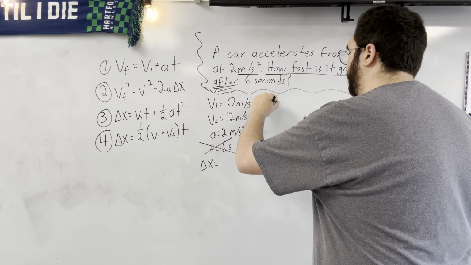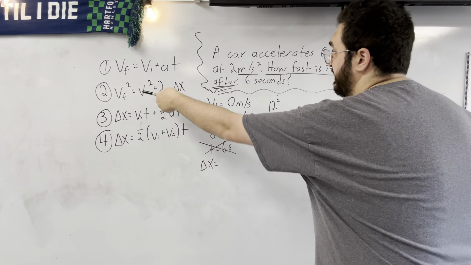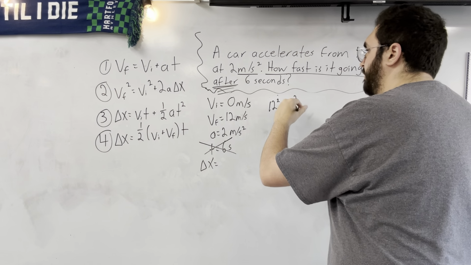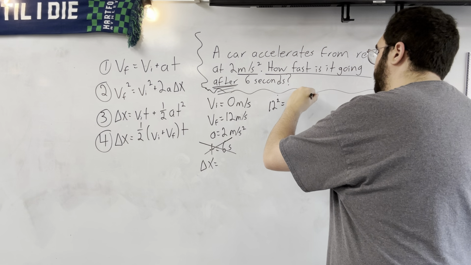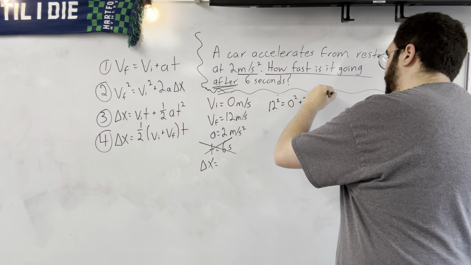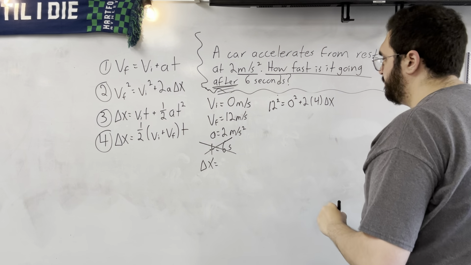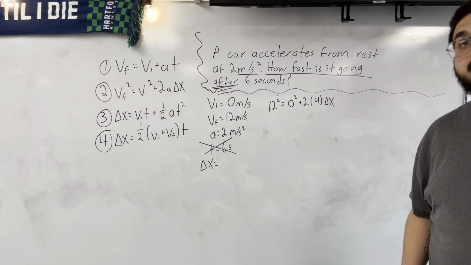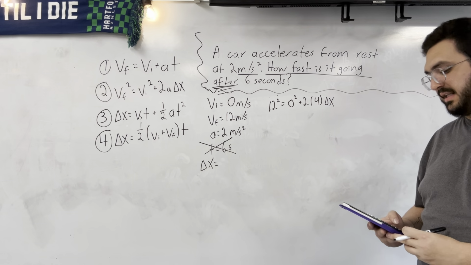VF is going to be 12 squared. Okay, the equation says it's squared, so therefore it's squared. Equals VI squared, 0 squared, plus 2 times A, which is 4, delta x. So, again, it looks like a lot of numbers, but I can simplify this.